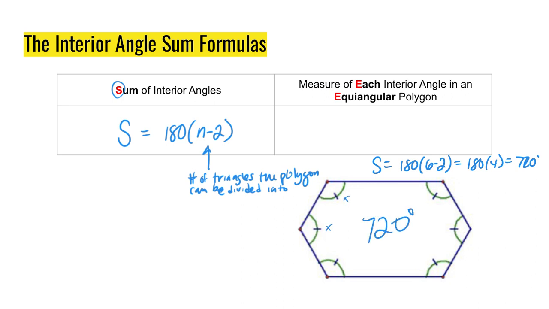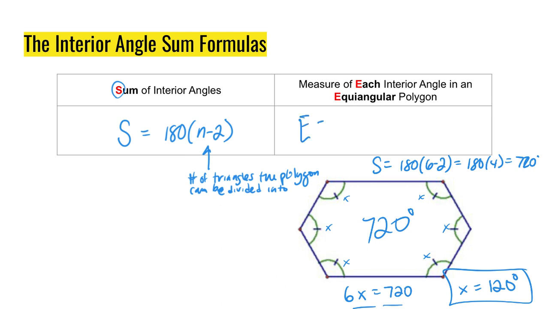Well, they all measure the exact same because it's equiangular, which means I have 6 of the same angles adding up to 720. I can go ahead and just divide by 6 to figure out that each individual angle equals 120 degrees. I can extend this for any shape so that my equiangular formula is going to be to take the sum and divide by the number of angles that are in there. If I substitute the full formula for the sum, I have 180 times n minus 2 all divided by n.